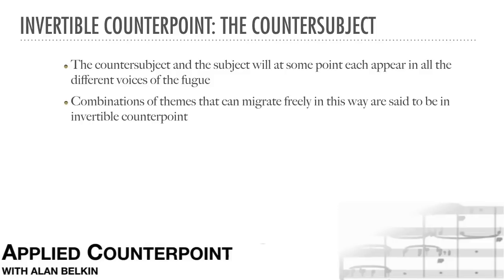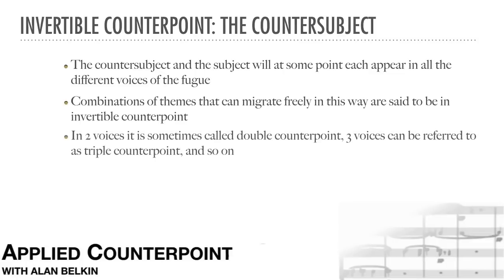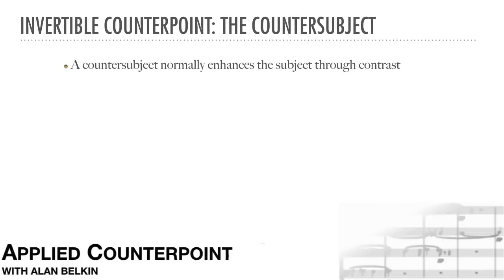Most of the time, invertible counterpoint is done in 2 voices, but it's also possible in 3 and even 4 voices. In 2 voices, it's sometimes called double counterpoint. 3 voices can be referred to as triple counterpoint, and so on. A countersubject normally enhances the subject through contrast. And in fact, invertible counterpoint really only makes sense when the musical ideas are not too similar.